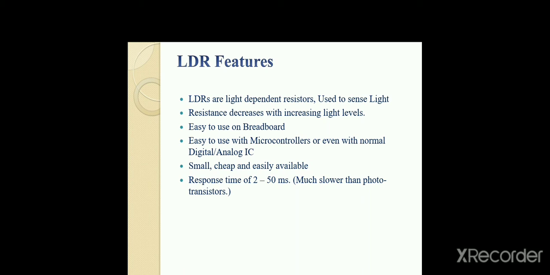Again, they are easy to use with microcontrollers or with normal ICs too. Easy to use on a breadboard. They are very small, cheap, and easily available. But the response time of 2 to 50 milliseconds is very slow compared to phototransistors.